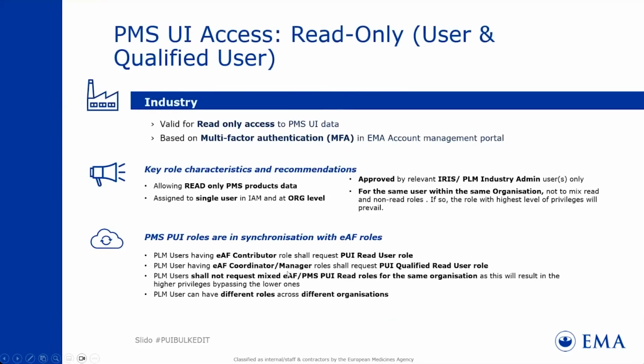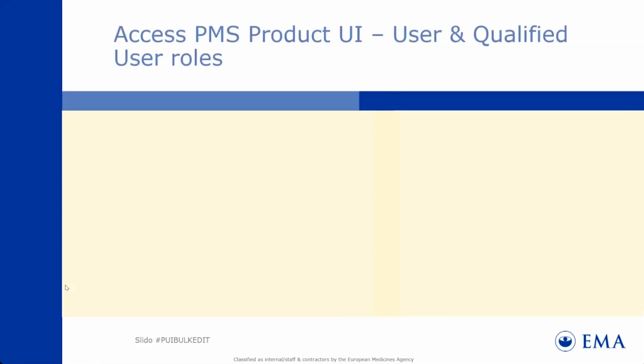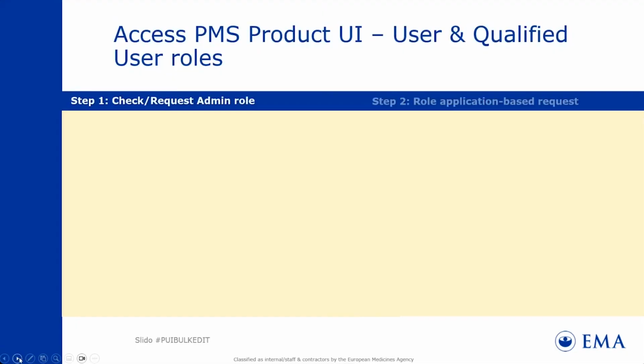And if you have coordinator manager, again, qualified read user role should be requested. It makes no sense to request for the same organization the read access and then the PUI regular user role. It makes totally no sense. So please be careful with that. Now, how does the access to PUI work?